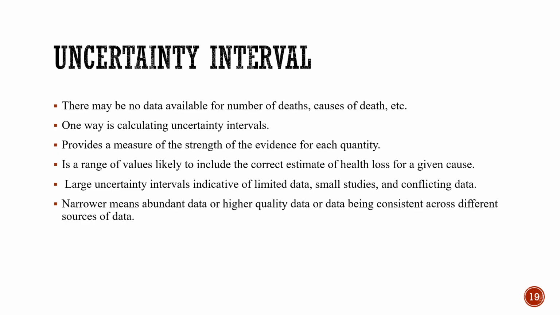One way of addressing this is using uncertainty intervals, which provide a measure of strength of each quantity and is a range of values that the correct estimate is likely to be in. Large uncertainty intervals indicate limited data, small studies, and conflicting data, while narrower uncertainty intervals mean that more extensive data is present, or data is of higher quality, or data is consistent across different sources.